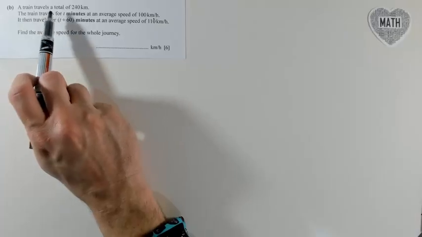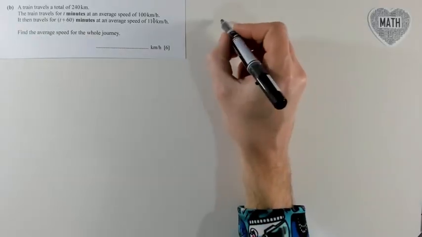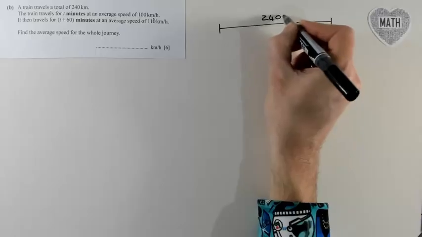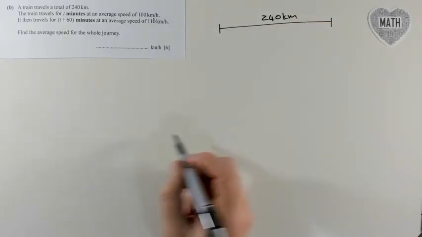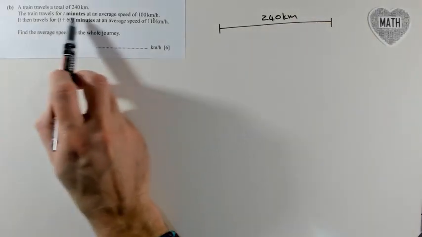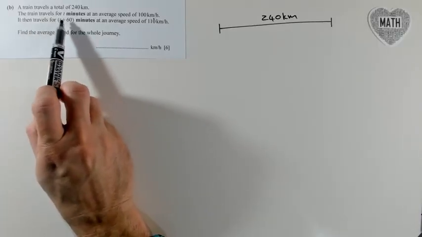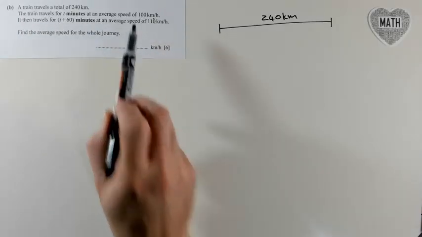A train travels a total of 240 kilometers. So I'm going to draw a little diagram. I'm saying it's traveling 240 kilometers. Sorry, did I say kilometers per hour? Anyway, it travels a total of 240 kilometers. The train travels for t minutes at an average speed of 100 kilometers per hour.